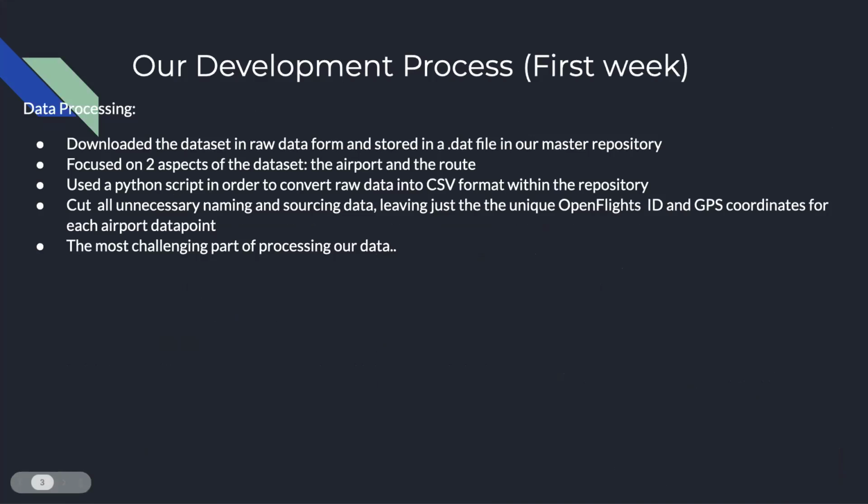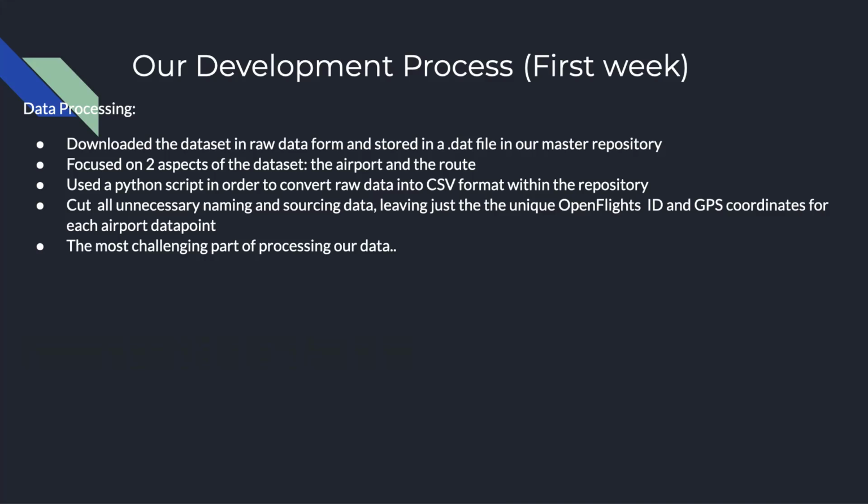Now, let's talk about our development process. The first week of our development, we mostly focused on data processing. We downloaded a dataset in raw data form and stored it in a .dat file in our master repository. For this project, we focused on two aspects of the dataset, the airport and the route.